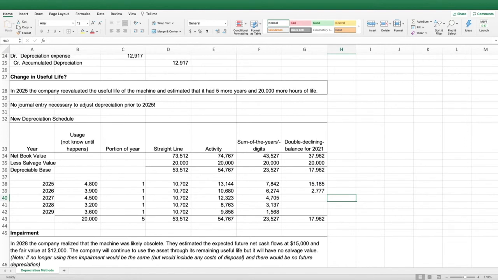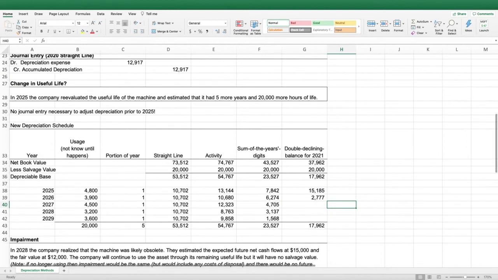Okay, so that's how we would change our useful life. Our entry every period going forward is just going to be our debit depreciation expense, credit accumulated depreciation, like what we saw up here. But the amounts are now going to be reflective of whichever method we choose in the period that we are in.